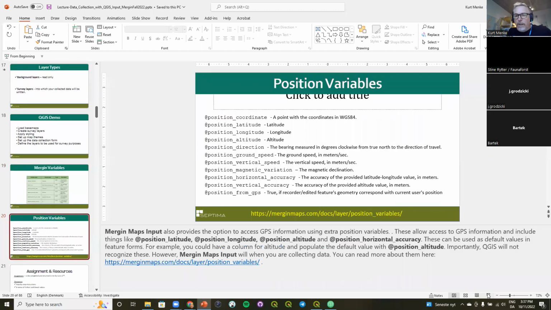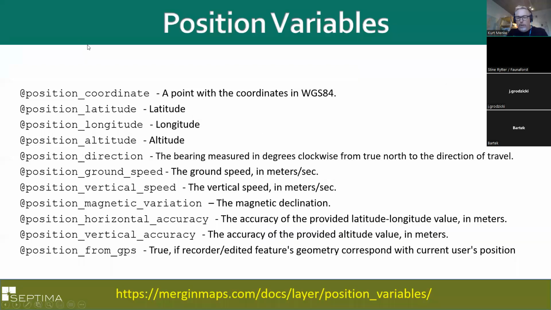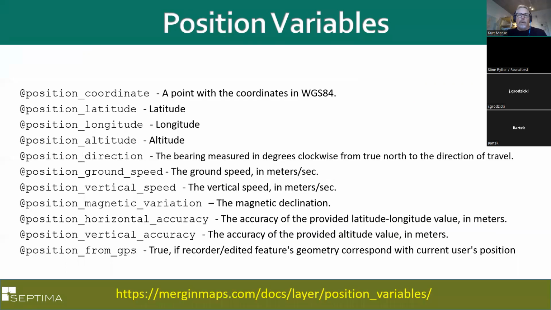So one other thing I was going to mention, when you remember I showed you these Mergin variables and how you can use those to use as default values for certain fields. There are also extra position variables that Mergin comes with. So these would allow you, for example, to use position, latitude, and longitude as the default values for an X and Y column in your survey layer.